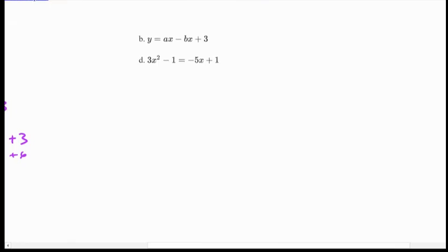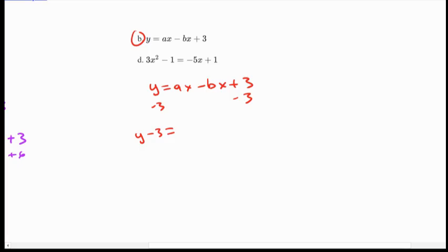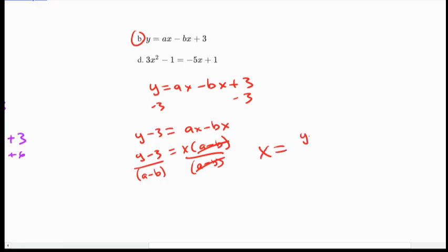For b, it's going to be a little bit uglier because we got some variables in there. So we'll do this one here in red. And a reminder that I'm trying to get x by itself. And so to do that, I want to get all my x terms on the same side and by themselves, because then I can just factor out that x like I'm doing here on the right side of the equation. Then I divide both sides by a minus b to get rid of that. And I end up getting x is equal to y minus 3 over a minus b.